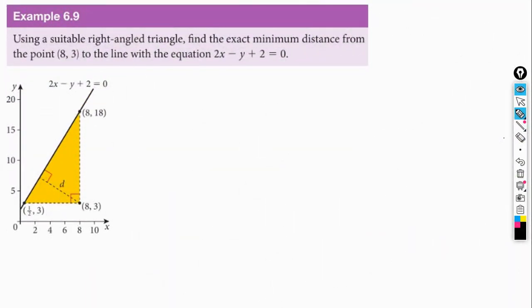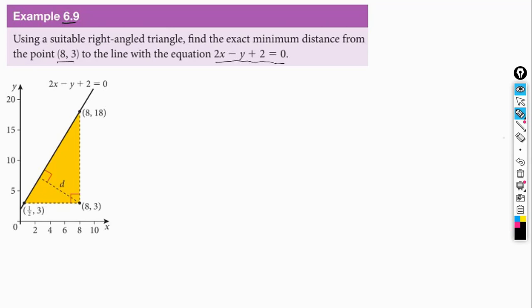So next we're going to work on example 6.9, which will be the last one on this video. And it says, using a suitable right-angled triangle, find the exact minimum distance from the point 8, 3 to the line with the equation 2x minus y plus 2 is equal to 0.